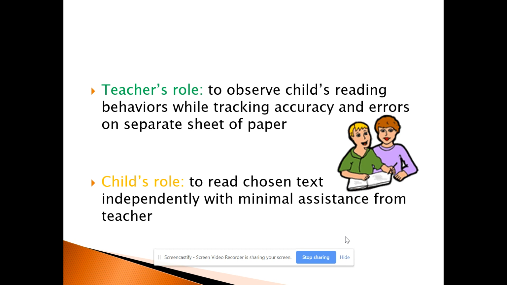What does the teacher do during a running record assessment? The teacher is there to observe the child's reading behaviors while tracking the student's accuracy and errors on your own sheet of paper. The child's role is to read the text independently, where the teacher is not helping them, very similarly to our previous assessments, the early literacy assessment and the word study or spelling inventory. But the child is expected to read, and the teacher is expected to track and document what behaviors the student is exhibiting while they're reading.